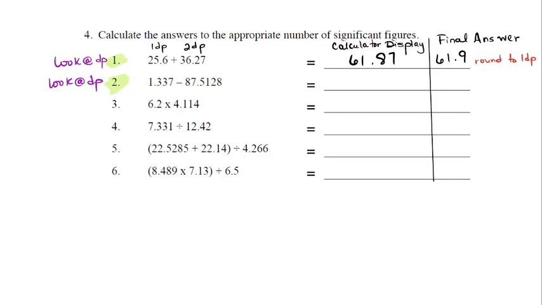Let's go over the next one. I have 1.337 minus 87.5128. We actually get a negative number. I got negative 86.1758. Put a 2 in the chat. Is that what you got? So we get a negative number.